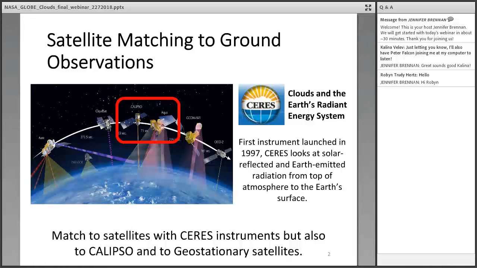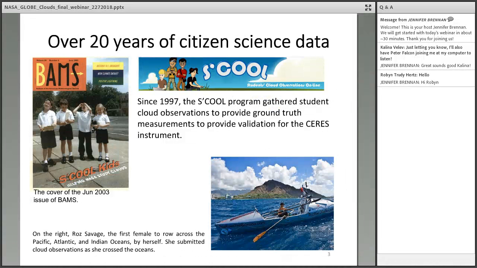So these are some of the instruments here at NASA Langley that we use with the citizen science observations, and then we compare what these instruments on board these satellites see with the observations from the general public. So we actually started this 20 years ago in 1997 when the first CERES instrument went up into orbit. And the program was called the SCHOOL program.